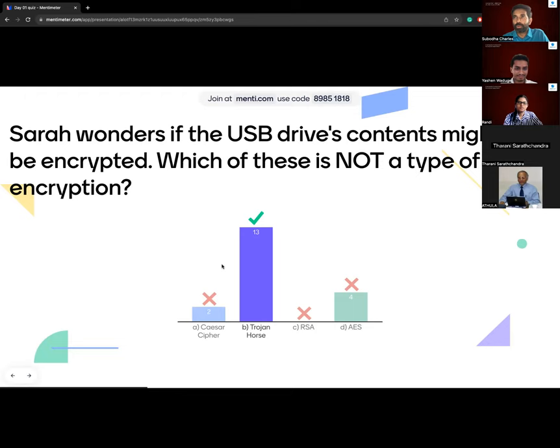Trojan horse is not the right answer. It is, in a way, a social engineering method where you hide something in something else that looks very innocent, right? So when you look at it from outside, that looks very harmless. But if you take that thing into your system, then things can go wrong. Like the USB stick, for example, right?